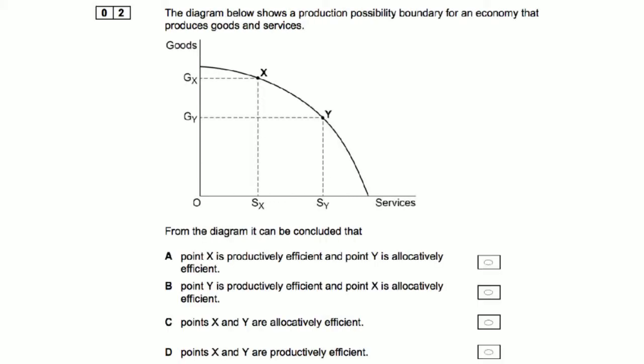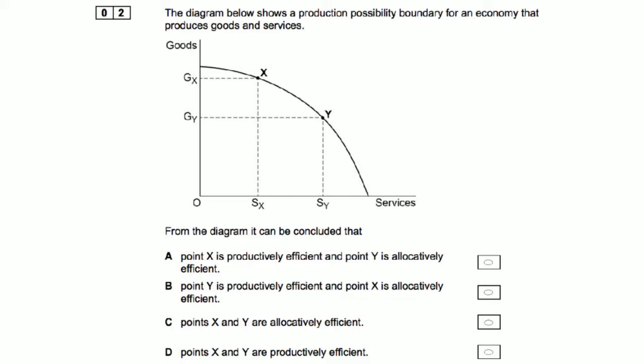The diagram below shows a production possibility boundary for an economy that produces goods and services. From the diagram, it can be concluded that, and then we have our 4 options. All of the 4 options are about productively efficient and allocatively efficient. Productive efficiency is a situation in which the economy cannot produce any more of one good without sacrificing the production of another good. It is where we are producing on our production possibility boundary.